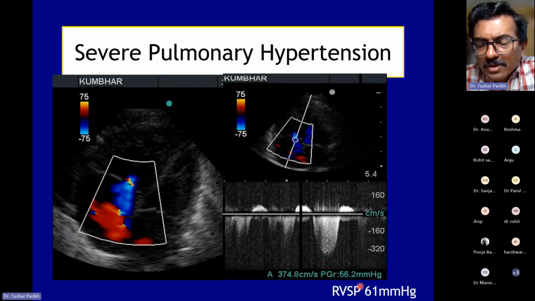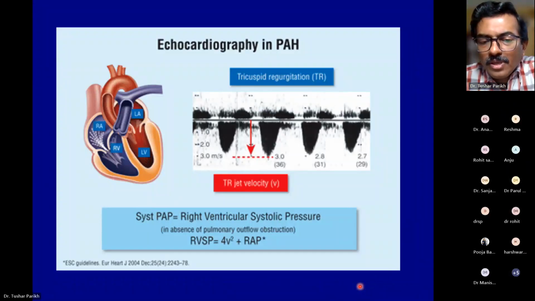We are going to see this later on again in PPHN, but just to highlight where we use what. So continuous wave Doppler is used to identify higher velocities and to understand the pressure difference between the two chambers. So this is the modified Bernoulli equation. The pressure difference between the two chambers is equal to 4 into velocity square.